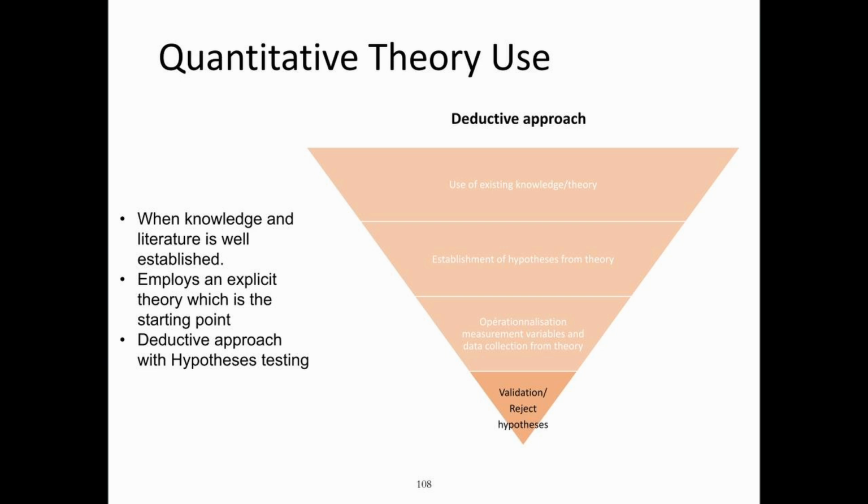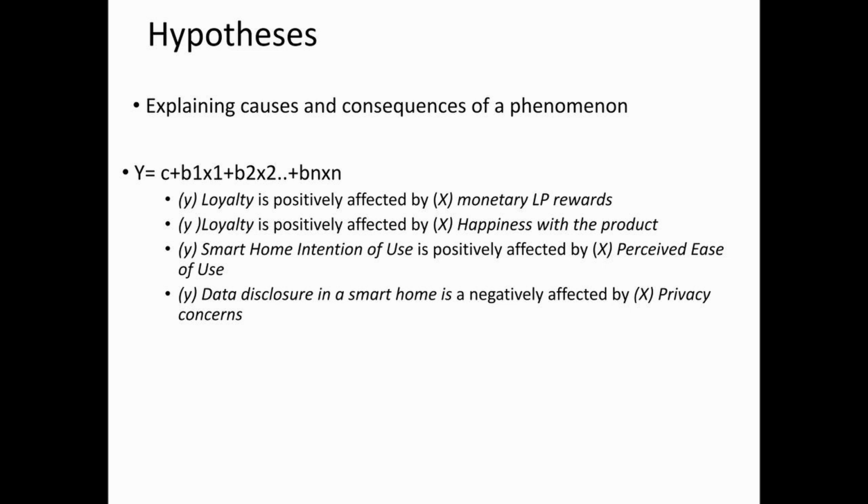Or for loyalty program research and theories, also the equity theory, but also social relationship theories. We have theories of perceived value. So all these theories fit well and are well established in literature. That is why it makes sense to use these theories to explain how loyalty programs work. Are they efficient or not? And the hypotheses are formulated like the following. So we explain causes and consequences of a phenomenon.